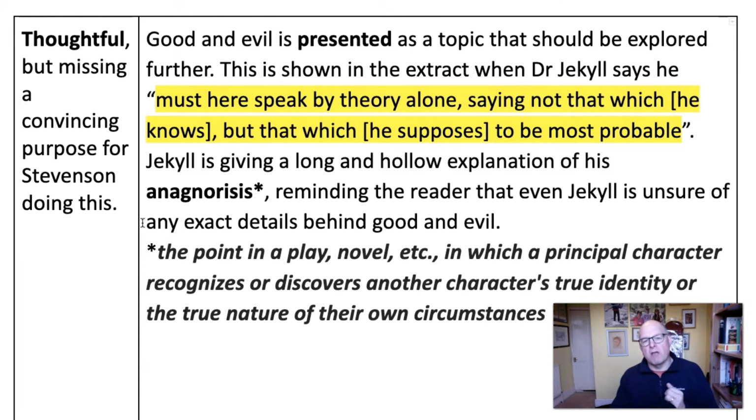So it's absolutely fine for the character to be unsure of the details, but then you'd have to explain why the author might also be unsure, or explain why the author is sure and is pointing you towards one particular interpretation. And just in case you didn't know what Anagnorisis was, I didn't. I had to look it up. It's when the principal character discovers another character's true identity, or the true nature of their own circumstances. So Jekyll here is discovering more about his own identity. This vocabulary isn't what gave him the grade 9, but it's still something you can steal.